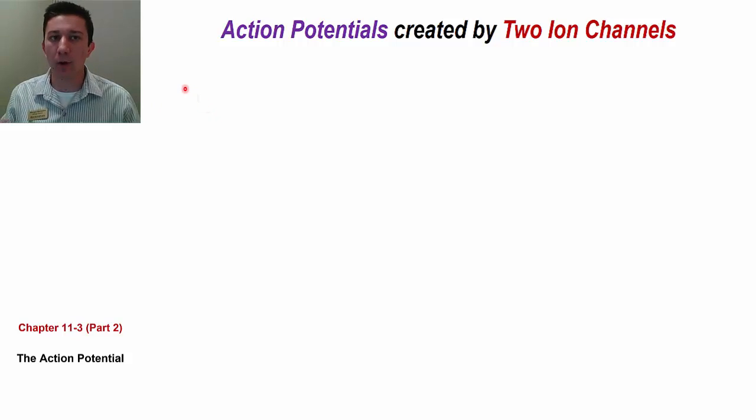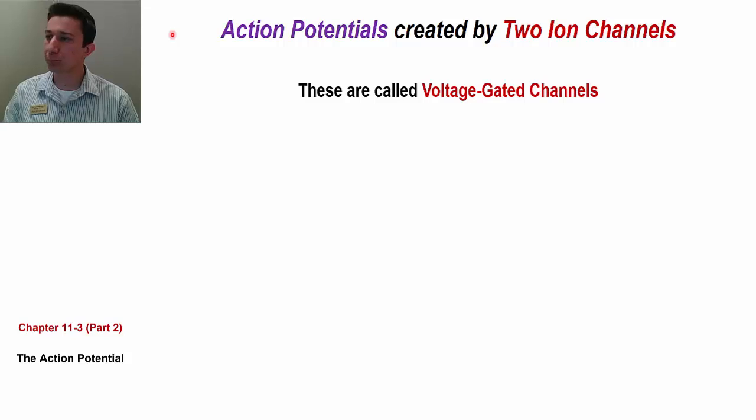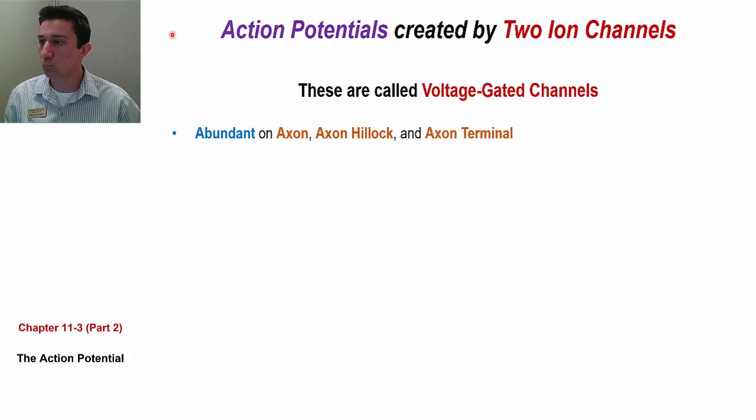Now let's look at the events of the action potential. What's actually happening during the action potential? How does the membrane voltage change? What structures are involved in creating action potentials? Action potentials are really created by two ion channels in the plasma membrane of our neuron. These ion channels are sodium and potassium channels, and these are called voltage-gated channels because they only open in response to a change in the membrane voltage.